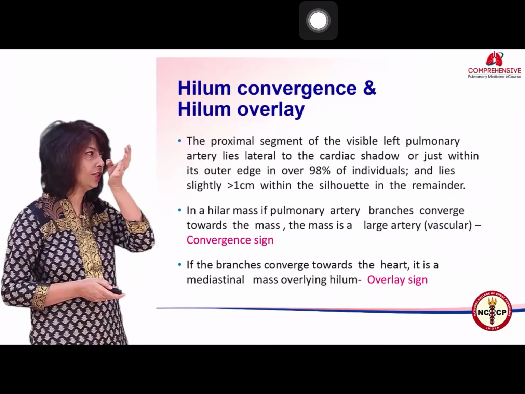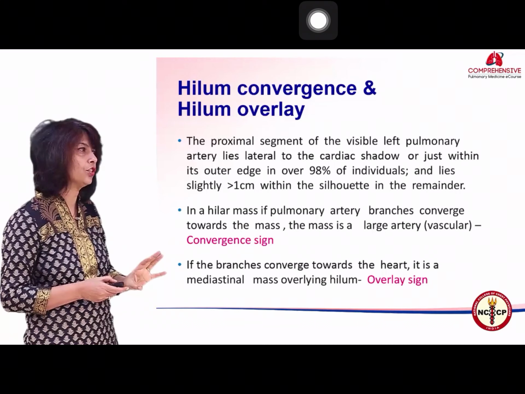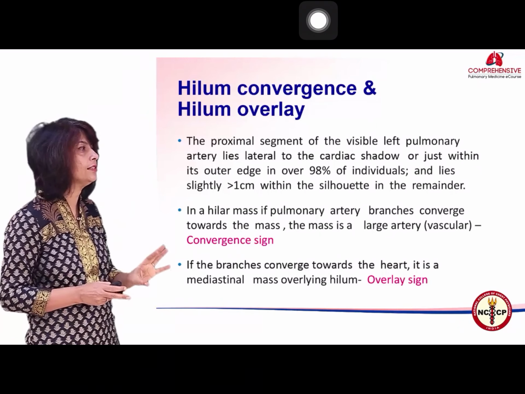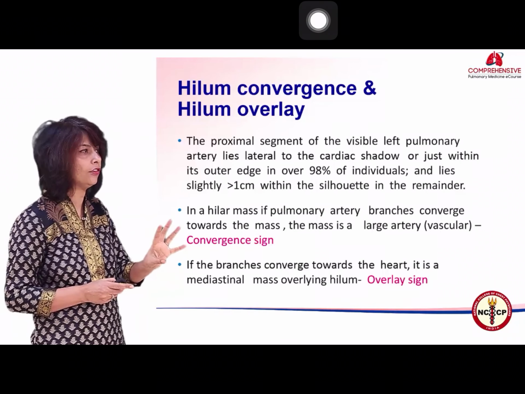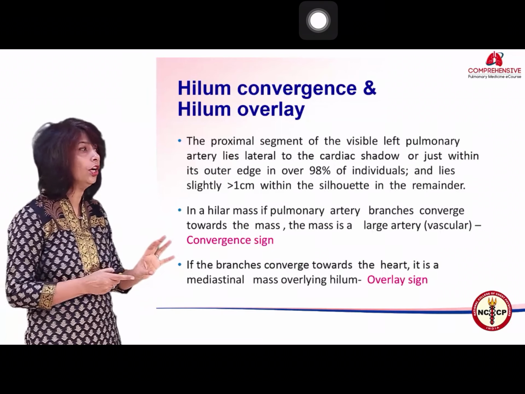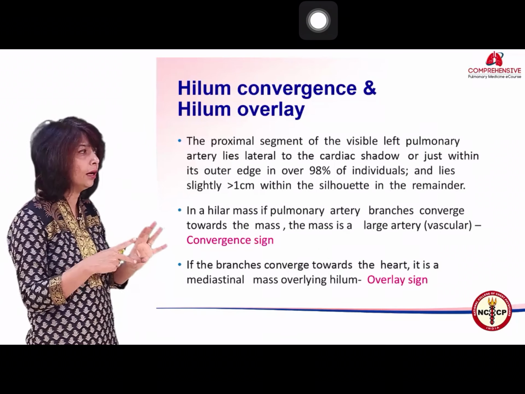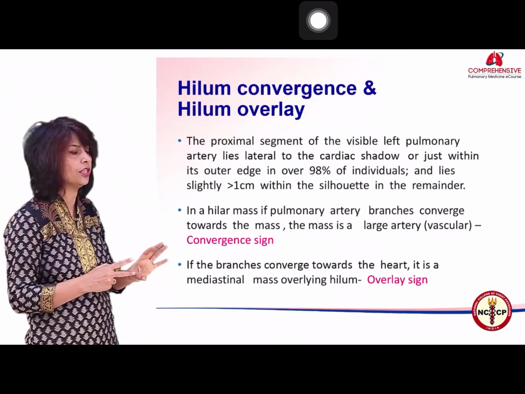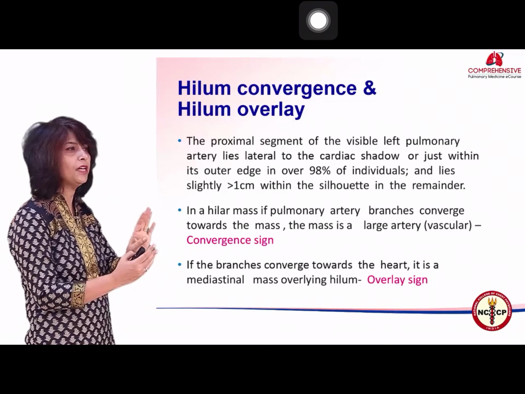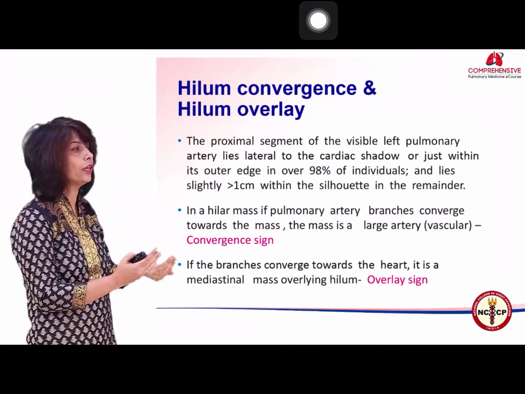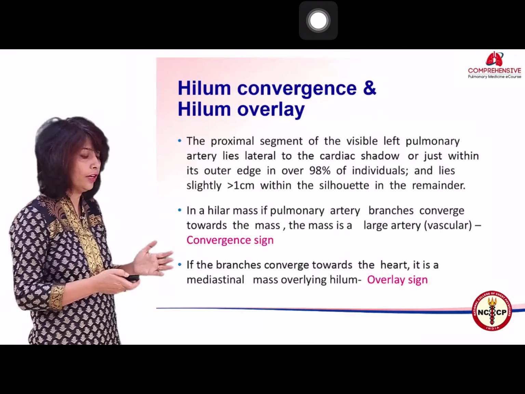The last sign for localization is what is referred to as hilum convergence and hilum overlay. Basically, the hilum is a vascular structure from which all the vessels take off. So, if you have a vascular lesion, meaning just enlargement of the pulmonary artery, all the branches are going to converge towards that lesion, which is known as the convergence sign, that all the branches lead up to that mass lesion. On the other hand, if you can see the hilar divisions through the mass, which means that it is not a vascular lesion, it is located anterior or posterior to the hilum, which is called the hilum overlay sign.